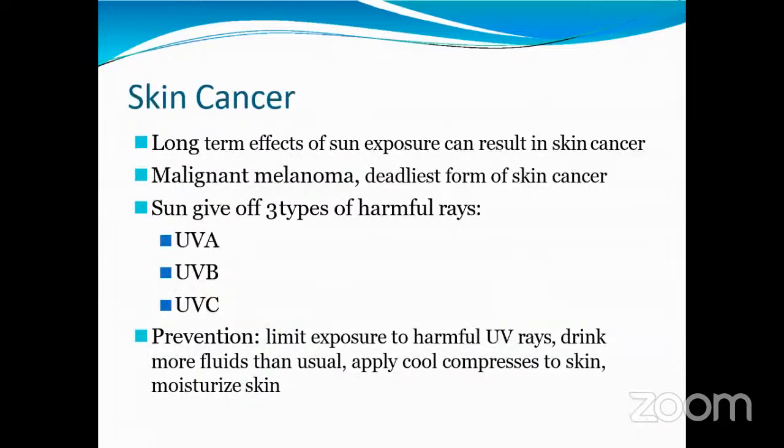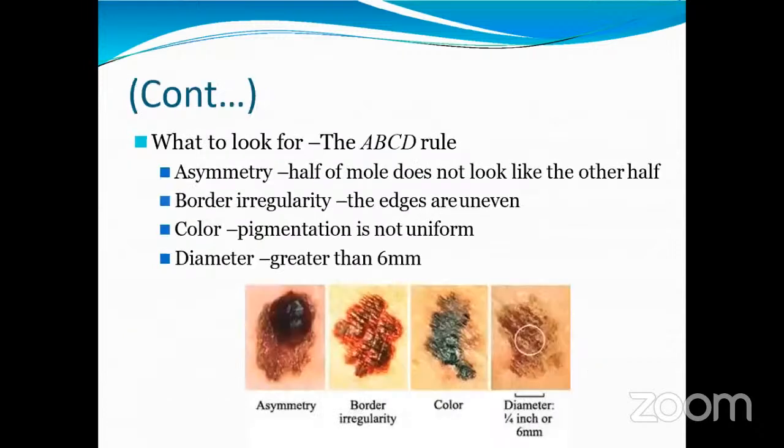Then skin cancer. Long-term exposure to the sun can result in skin cancer. There are many types, and out of that, malignant melanoma is the deadliest form of skin cancer. The sun usually gives 3 types of harmful rays: UVA, UVB, UVC. The more we get exposed, the more that can result in cancers. The prevention is limited exposure to harmful UV rays, drink more fluids than usual, apply cool compresses to skin, or moisturize skin or use sunscreen lotions, like that.